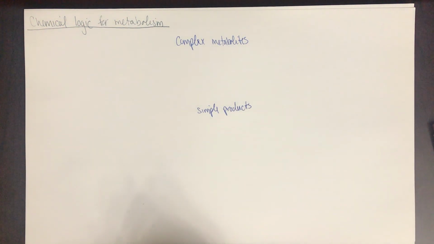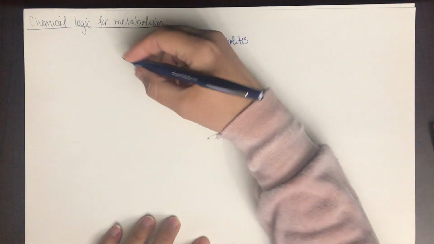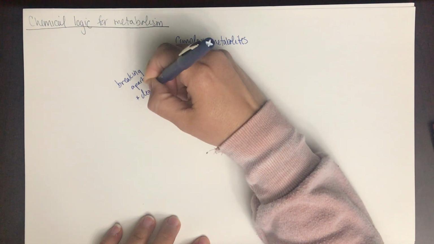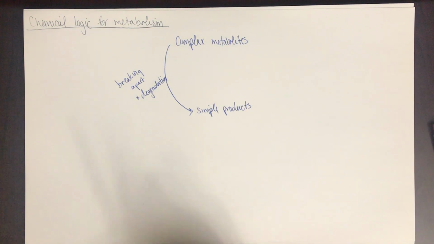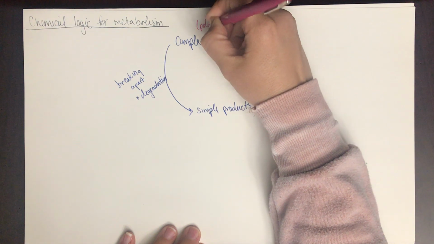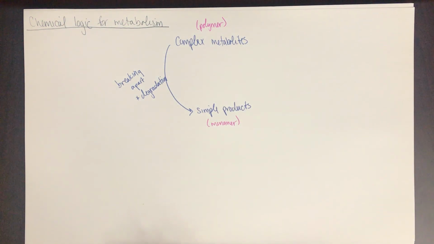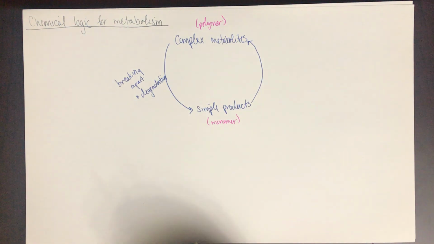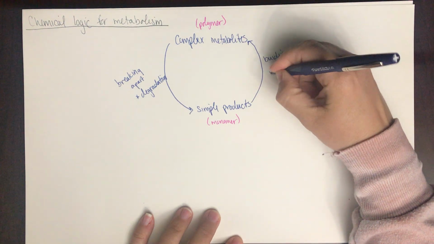When you're going from something that is complex to something that is simple, we're breaking something apart. You could also call this degradation. We're taking something that's big and complicated and breaking it down into something that is small and simple. You could look at this as a polymer that you're breaking apart into a monomer, or even into individual elements. When we're going from a simple product to a complex metabolite, we're building something bigger. This is called biosynthesis.